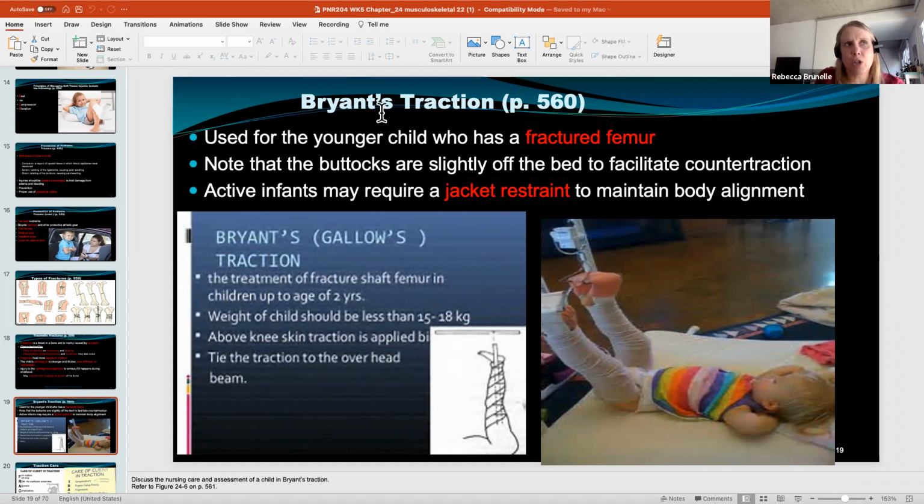So Bryant's traction is for fractured femur, and this is for children under the age of 2. There are a couple of different types of fractures that we are going to talk about today. You need to remember the age group. Bryant's is for a young child under the age of 2, and this is the position they would be in. They would be lying down with their legs in the air, and then the weights are over here.